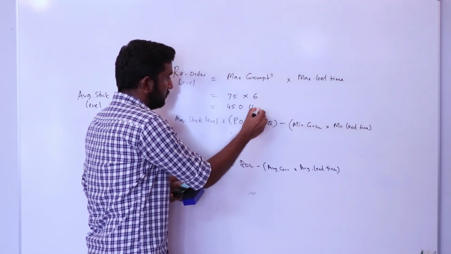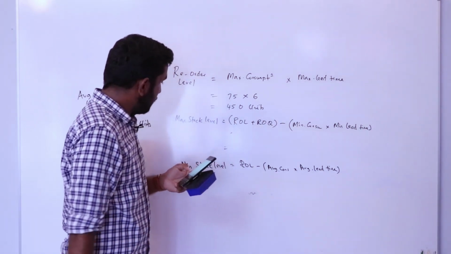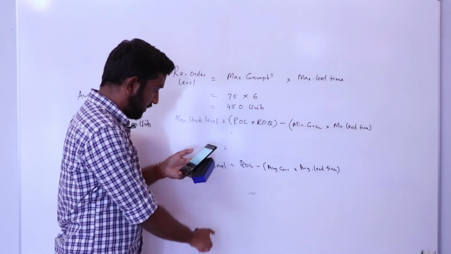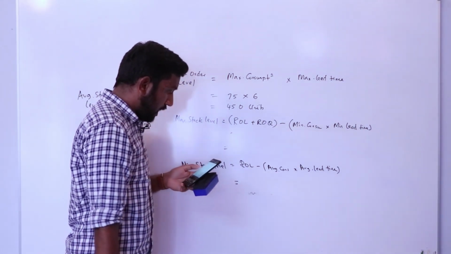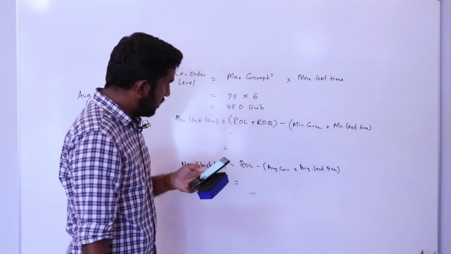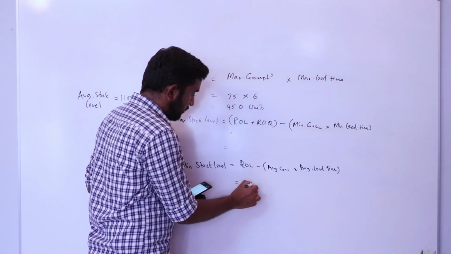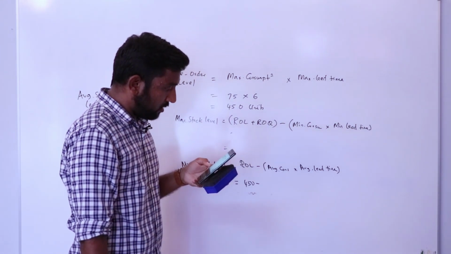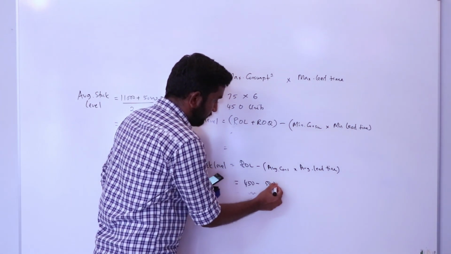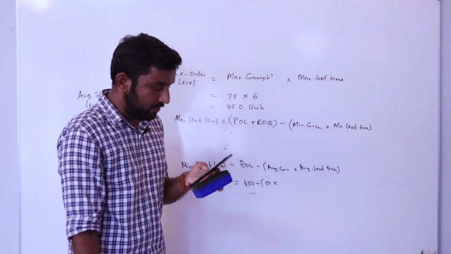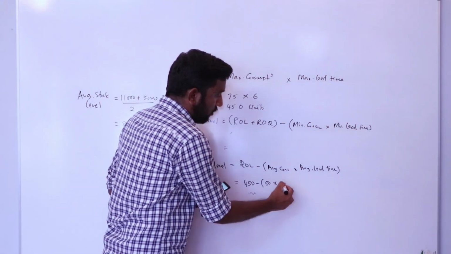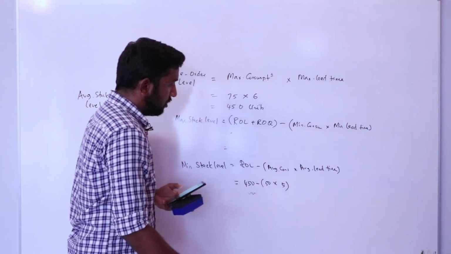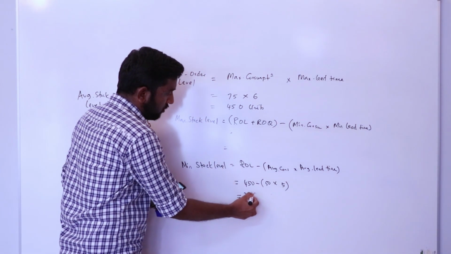450 units. Second one is maximum stock level, or they ask minimum stock level, right? Okay, minimum stock level. So minimum stock level is reorder level, which we found as 450, minus average consumption. Average is how much? 50. And average lead time. So lead time they give 4 to 6, therefore it is 5. So 250, so your answer is 200 units.